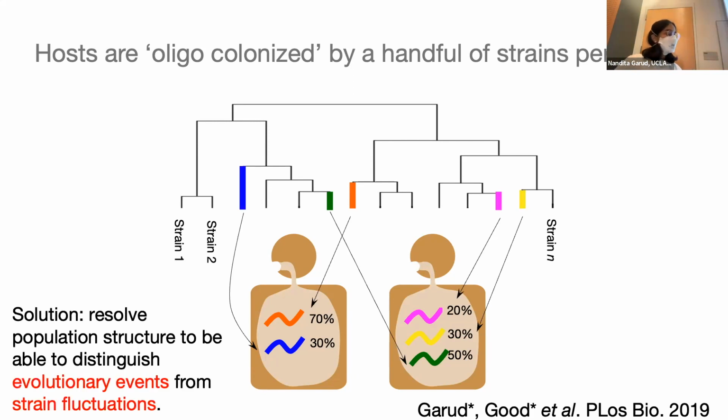But for now, what we're going to do is resolve the population structure to be able to distinguish evolutionary events from strain fluctuations. But for the purposes of time, I will not go into how exactly we do that, other than we pick samples with simple population structures, and then we're able to track evolution confidently.